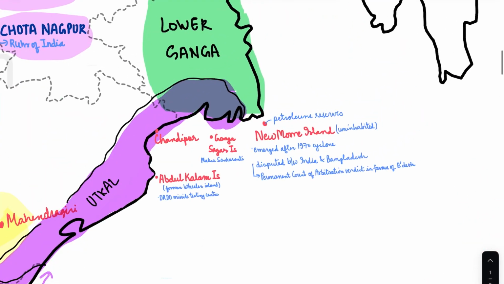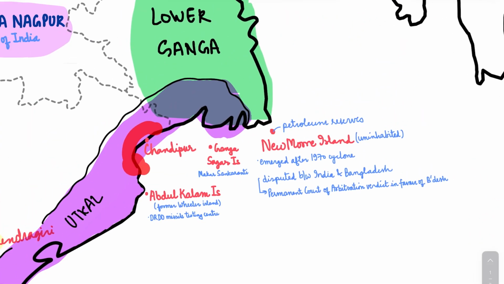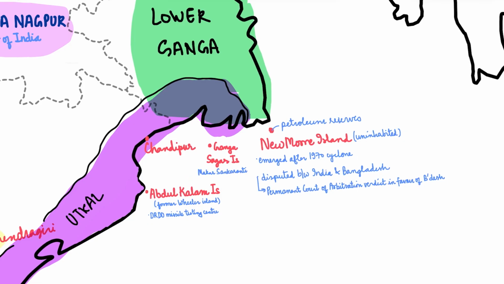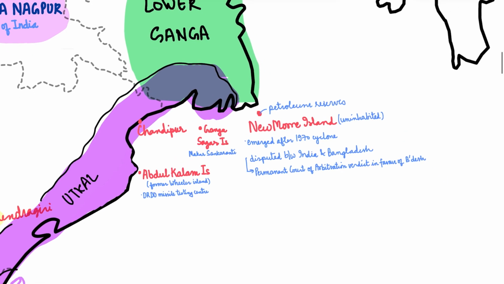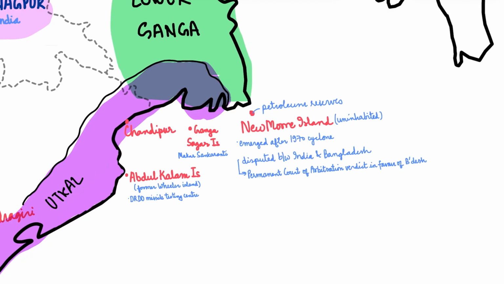So here in Utkal Coast, we have Chandipur. There was a PYQ on Chandipur, so do give it a look. And the Gangasagar Islands was in news. So the Gangasagar Islands are in West Bengal, and it is famous for the Makar Sankranti festival. And it is said that after completing all the four major pilgrimages for the Char Dham Yatra, you have to come to Gangasagar and pay your reverence.